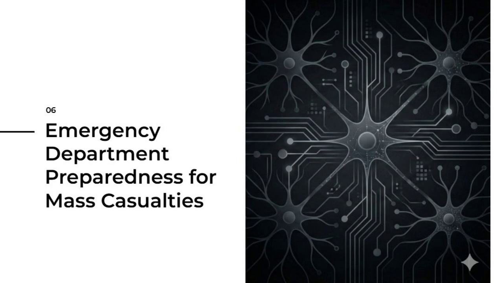We will explore the specific structures, protocols, and coordination efforts required to transform a standard emergency department into a high-capacity life-saving machine during a crisis. Preparedness is not just a plan on paper. It is a dynamic state of readiness that involves every staff member and every piece of equipment within the hospital ecosystem. Throughout this presentation, we will break down the essential components that ensure an emergency department can withstand the pressure of a sudden, overwhelming influx of patients while maintaining a high standard of medical care.